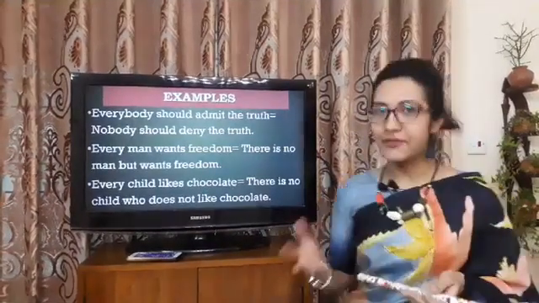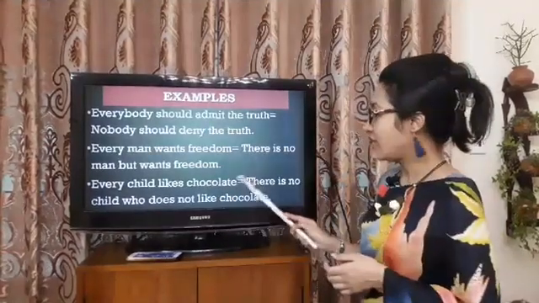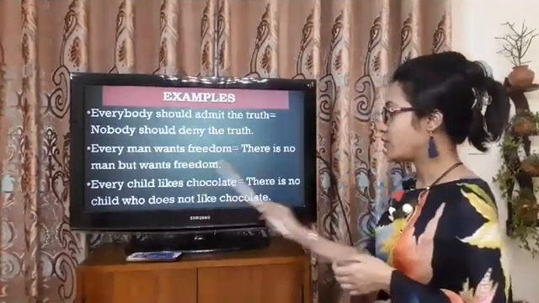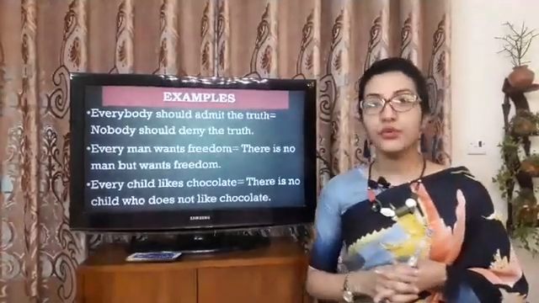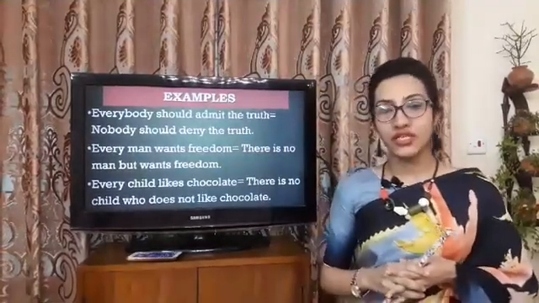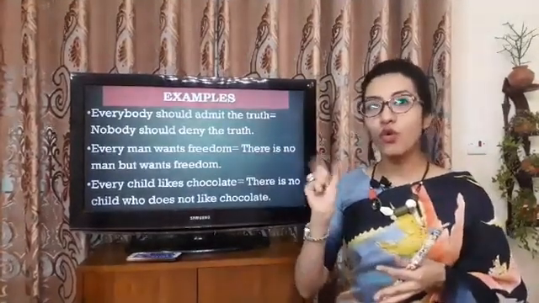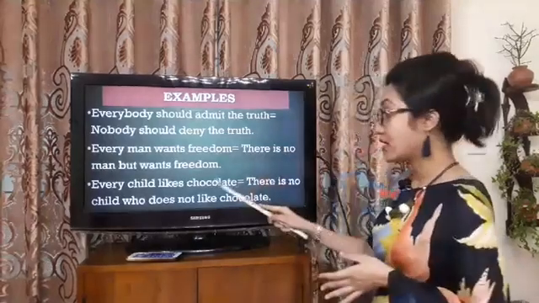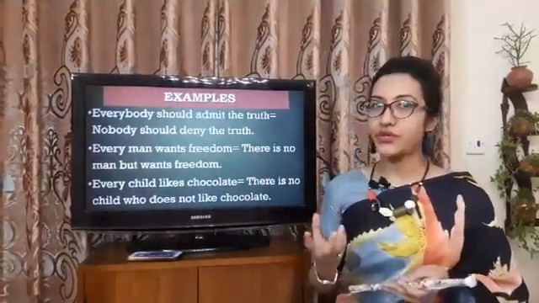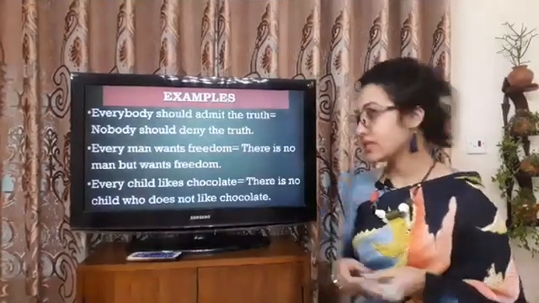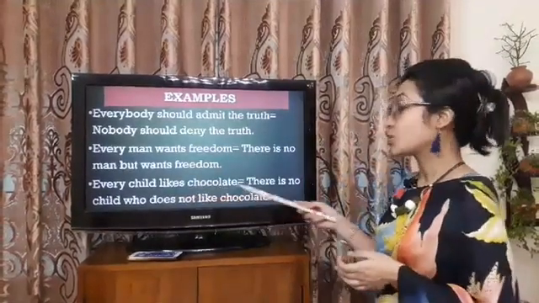I think every one of us. আচ্ছা, এই pronunciationটা অনেকে আমরা ভুল করি. Many of you pronounce it as chocolate, which is completely wrong. It's chocolate. So, যদিও এখানে একটা o আছে, but when we are going to pronounce it, we are not going to use that. So, আমরা বলবো chocolate. Every child likes chocolate.